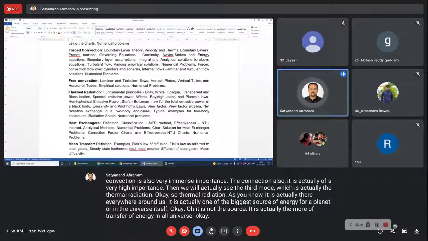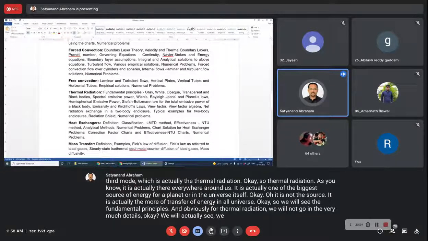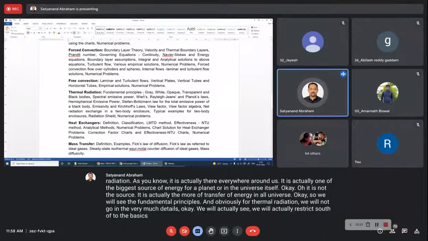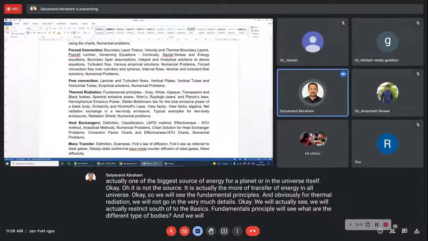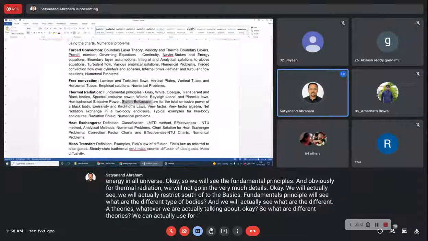We will see the fundamental principles, and obviously for thermal radiation, we will not go into very much detail. We will restrict ourselves to the basics, the fundamental principles. We will see what the different types of bodies are, and what the different theories are, that we can use for the calculations.